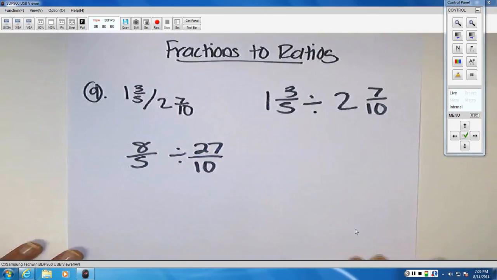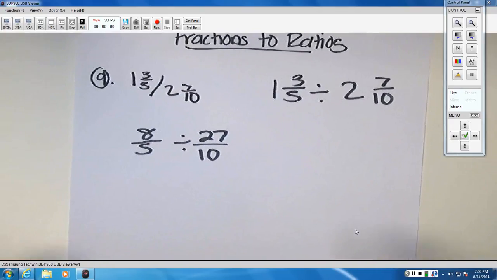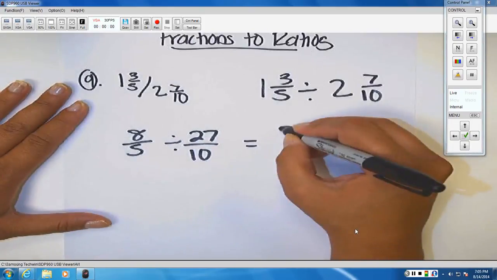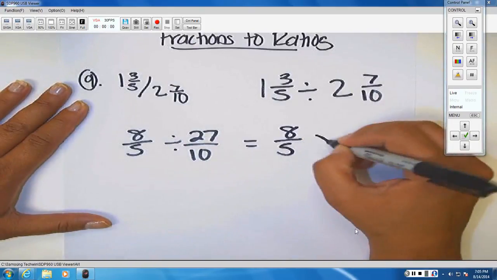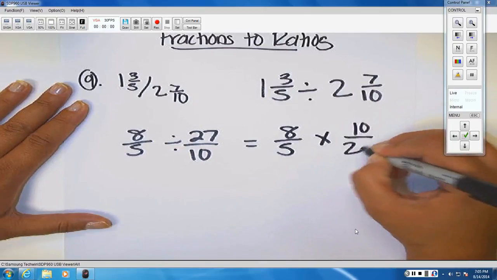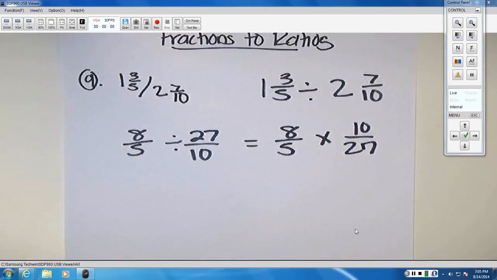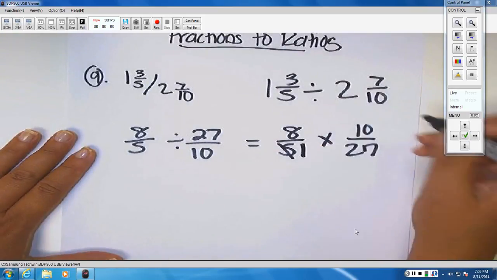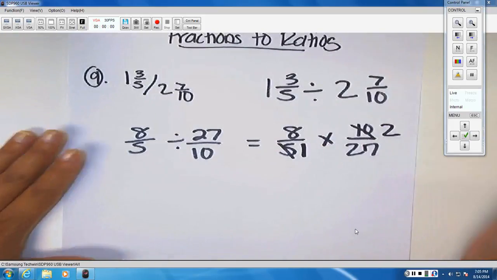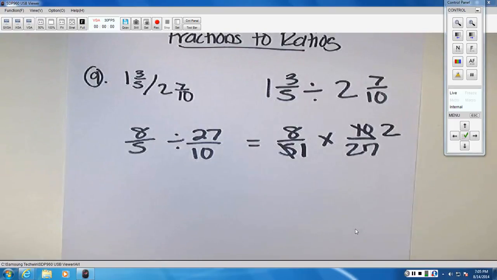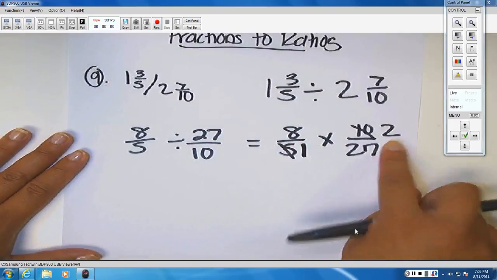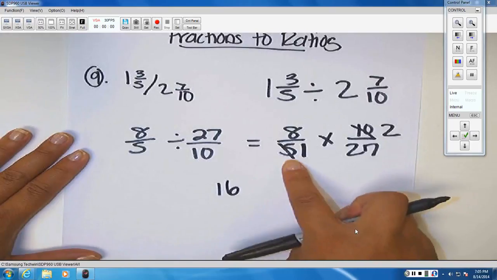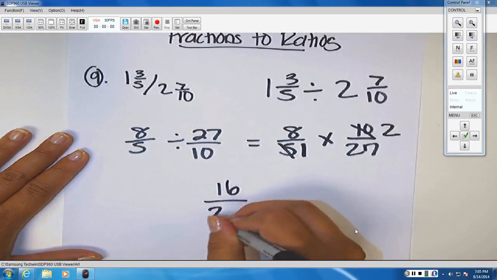Again, I have a division problem here, and I know when I'm trying to divide fractions, I'm just going to flip that second fraction and then it turns into a multiplication problem. So this is going to turn into 8/5 times 10/27. I know right off that I'm going to reduce my 10 and my 5. So my 5 becomes 1, my 10 becomes 2, and now I can multiply straight across. So 8 times 2 is 16, and 1 times 27 is 27.